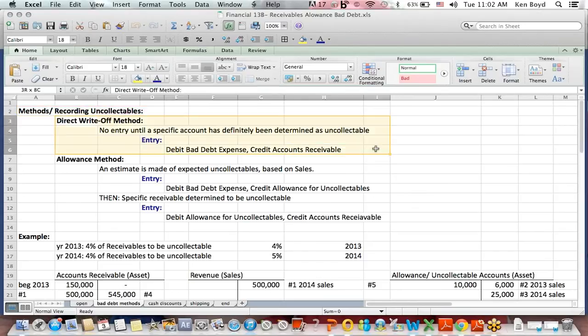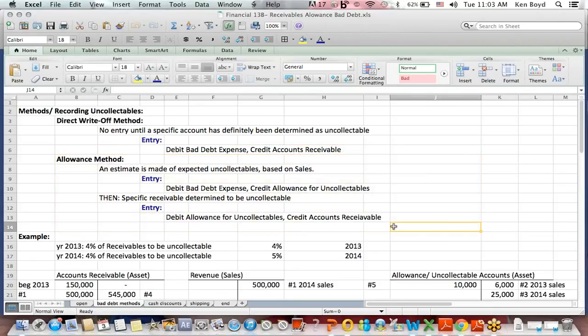Just as a review, we have the direct write-off method first, where you don't make an accounting entry until a specific account has definitely been determined to be uncollectible. So maybe a customer goes bankrupt. You sell denim to clothing manufacturers and you find out that Acme Clothing Company's gone bankrupt and they're not going to pay you for the denim they used to make blue jeans. If that's the case, you would at that point debit bad debt expense and credit accounts receivable, because obviously the account is no longer collectible.